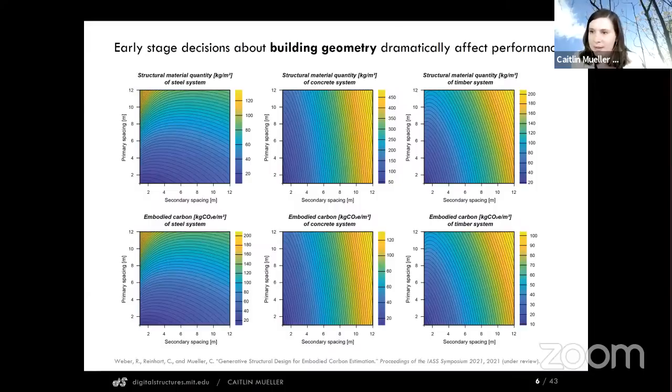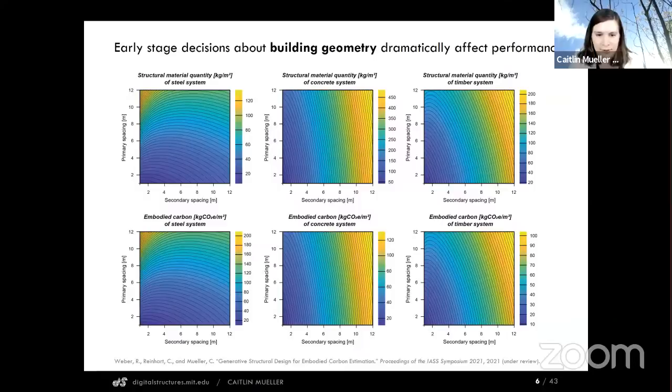In this rather simple example, even the decision of the column grid has a huge impact on performance in each of these graphs. The y-axis represents the primary spacing of columns. The x-axis is the secondary spacing. And you can see the very large differences in embodied carbon and structural materials associated with that decision, which is often not even made with a structural engineer present. So how do we do better?